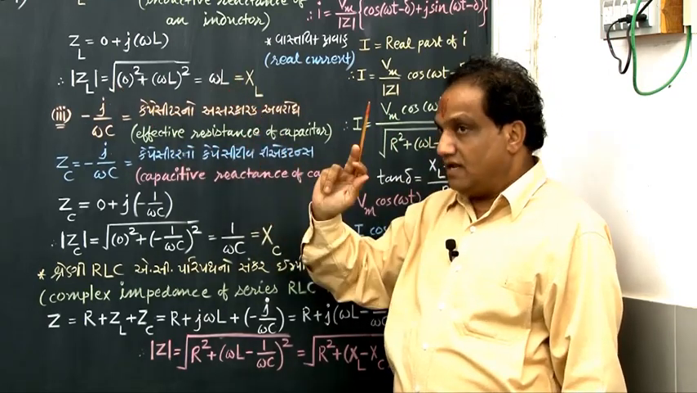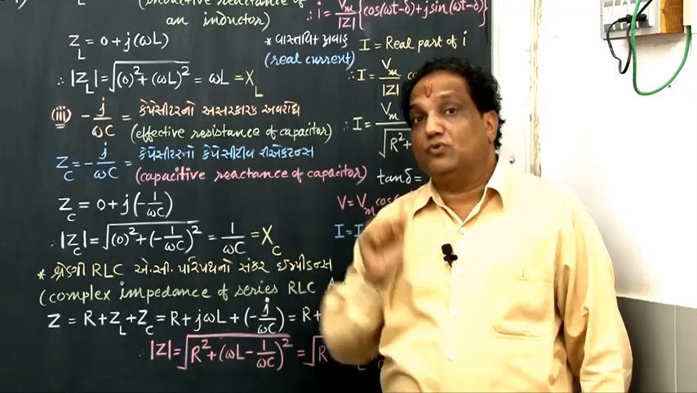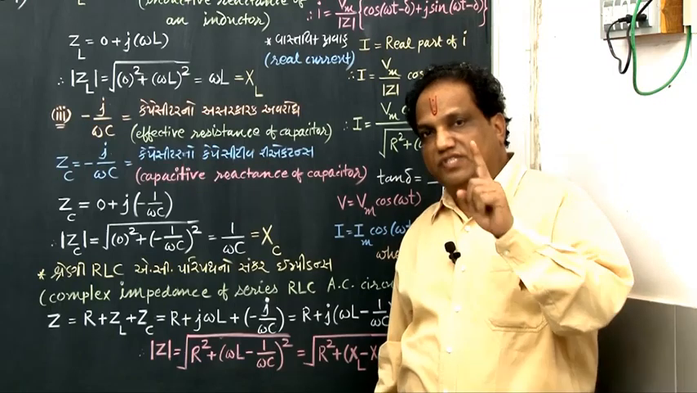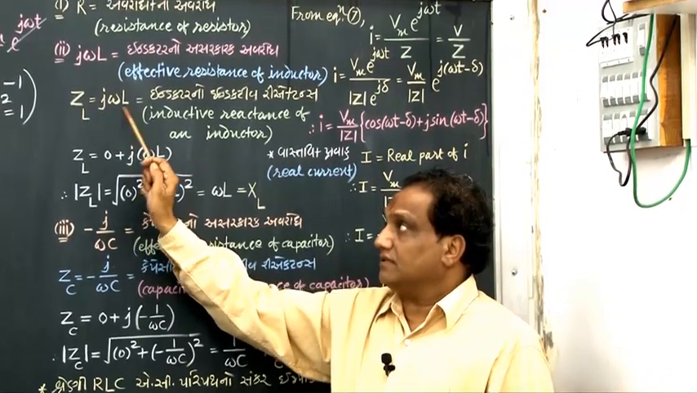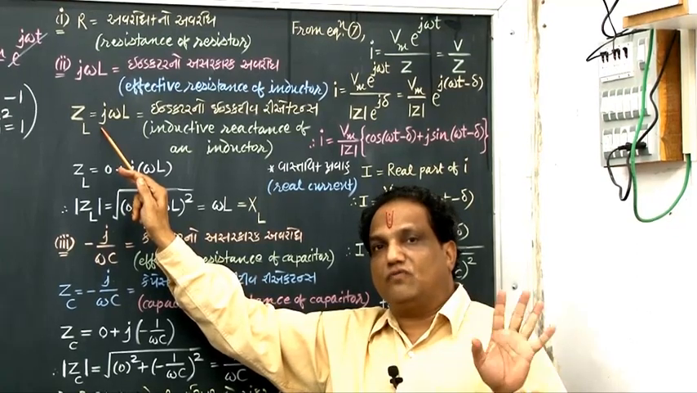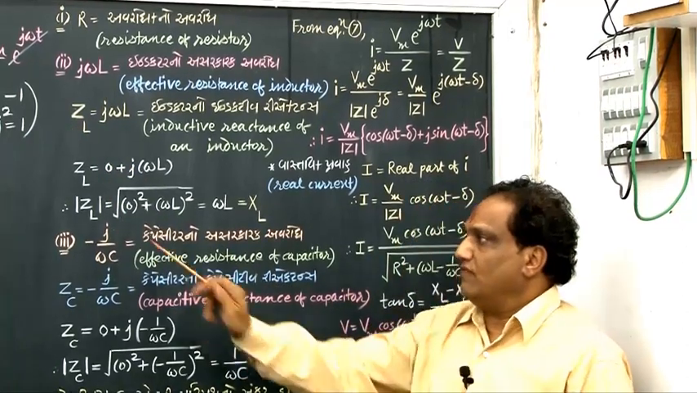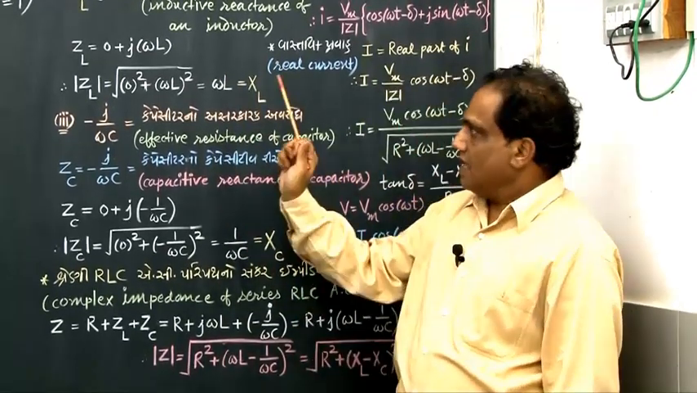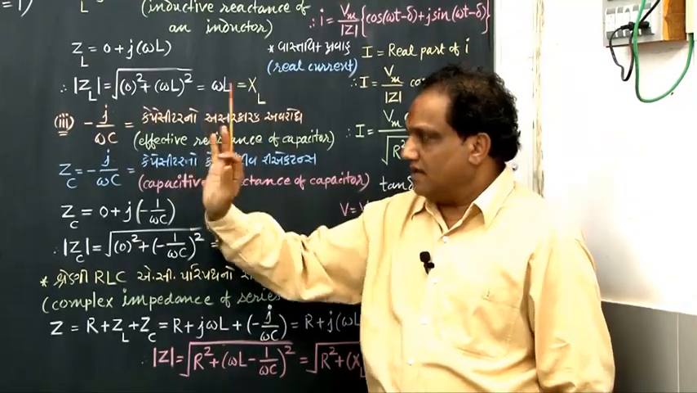This is giving you, mind well, not the inductive reactance but its magnitude. It is given a new symbol, XL. What is the difference between ZL and XL? ZL contains an imaginary part and it contains the value j, where j equals under root of minus 1, so this is complex. And now when you take its magnitude, it becomes real. XL is the magnitude of inductive reactance, mod of ZL.